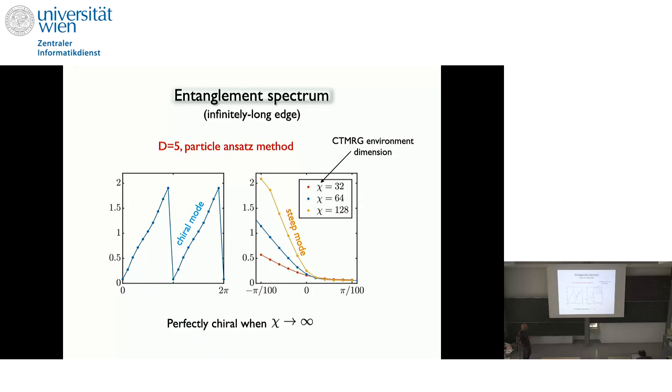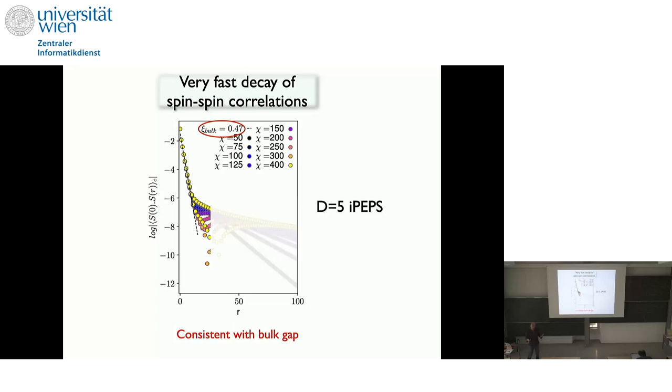Okay, so now let's look at this issue of the bulk correlation. We can compute the spin-spin correlation in the way that was explained in the previous talk, maybe by Philippe, using the transfer matrix to compute the long-range correlation. What you see is the spin-spin correlation as a function of distance. At small and intermediate distance, maybe up to distance 10, in this semi-log plot you see a straight line, which means a fast exponential decay. If you measure the correlation length from the slope, you find roughly half a lattice spacing. So it's a really short correlation length, and that's consistent with a large gap. So here we are very happy. It's consistent with a bulk gap.